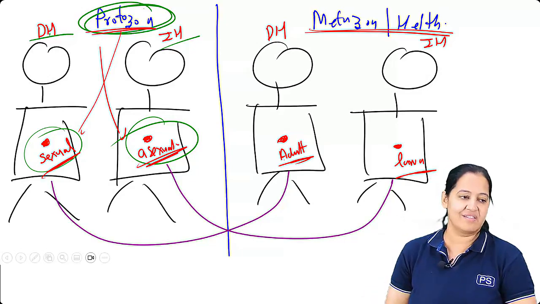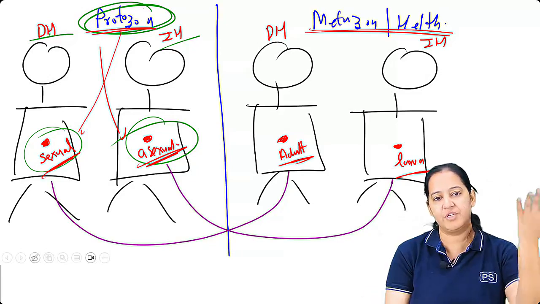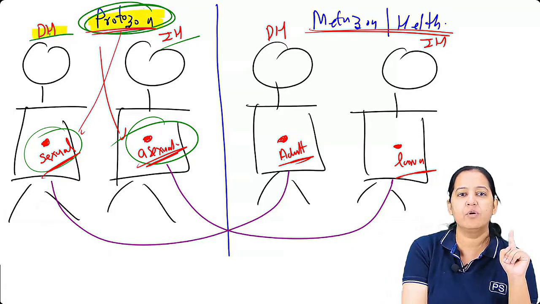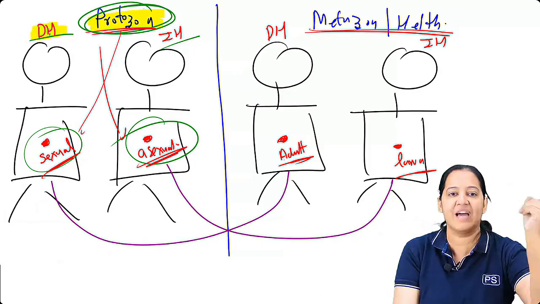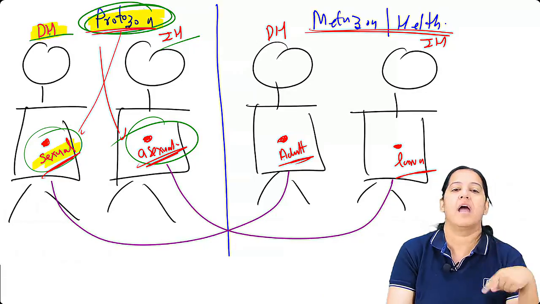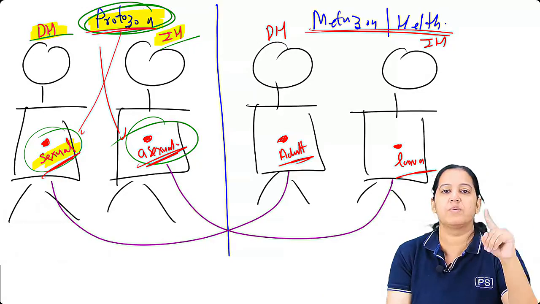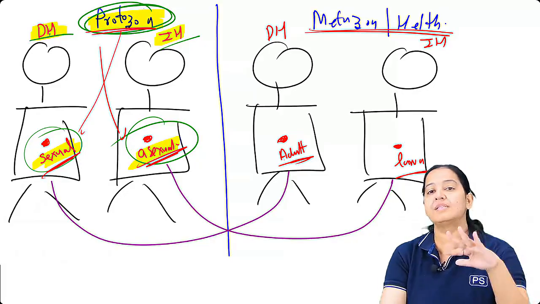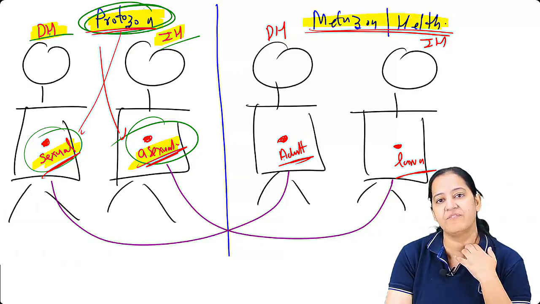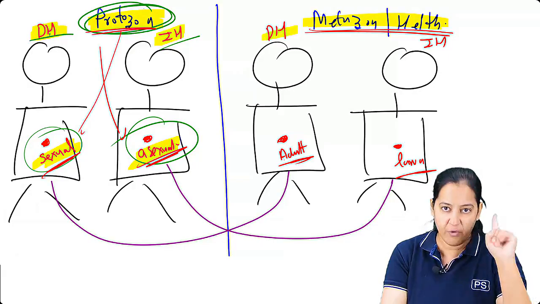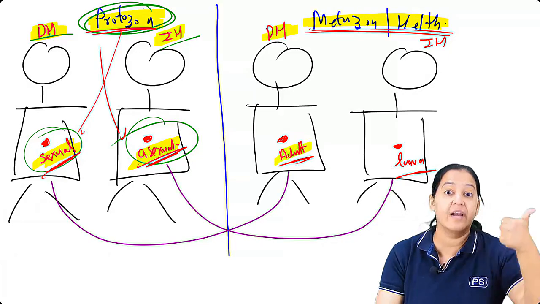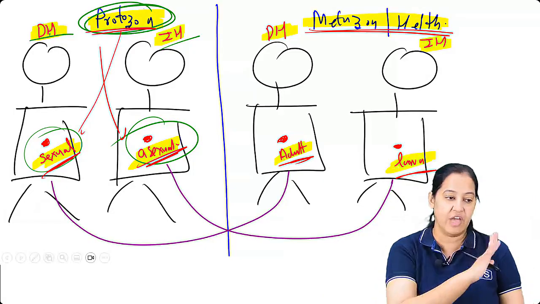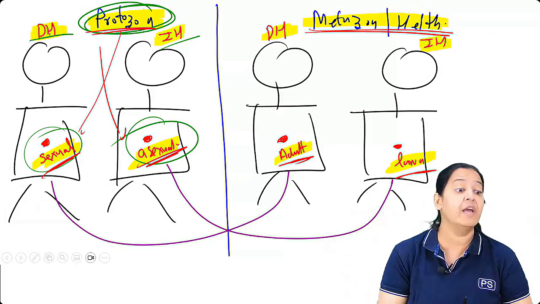So can you define the definitive and intermediate host for protozoa and metazoa? For protozoa, what is the definitive host? The definitive host is one inside which the parasite is performing the sexual cycle. And the intermediate host is one inside which the parasite is performing the asexual cycle. Give me a thumbs up. You got it? What is the definition for metazoa or helminth? A definitive host is one inside which the parasite is in adult form. And the intermediate host is one inside which the parasite is in larval form. Without any confusion, please learn it thoroughly.